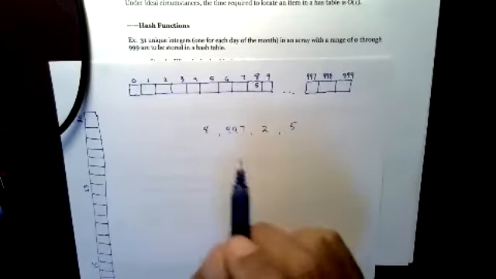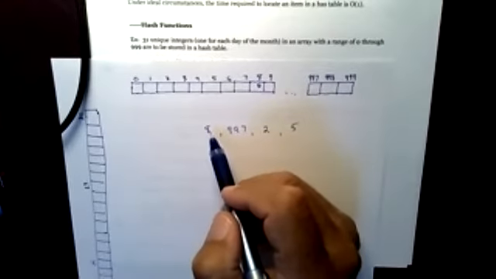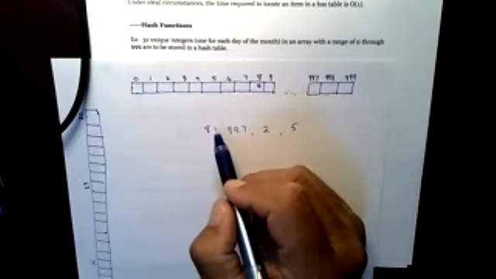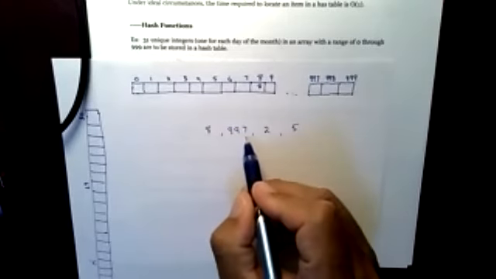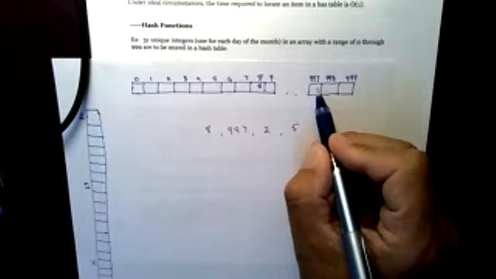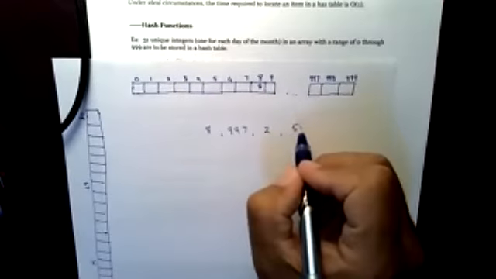In that array, the first number I want to store is 8. What's a great function? Well, f of x equals x. So if I want 8, I'm going to store 8 in 8. If I want 997, I'm going to store it here. If I want 2, I'm going to store it here. If I want 5, I'll store it there.